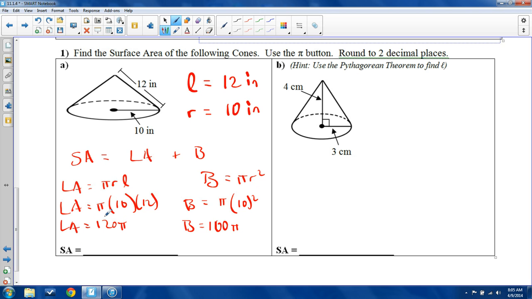So surface area is lateral area plus area of base, which is 220 pi square inches, or 220 times pi, using my calculator, 691, rounding to 2 decimal places, 691.15 square inches.